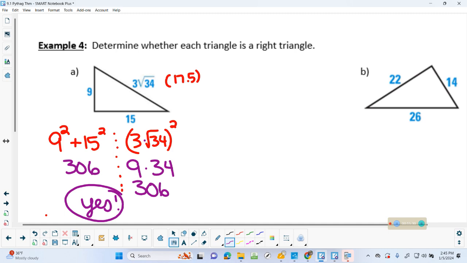But make sure you're conscientious that you square the 3. All the time we have kids that forget to square the 3 on that. All right, B's a little more obvious. What's the biggest side?